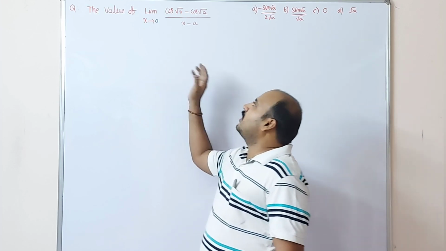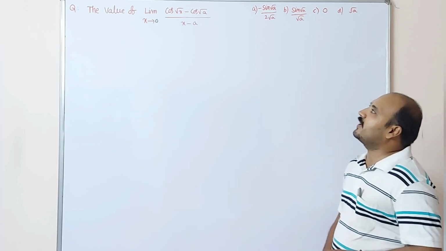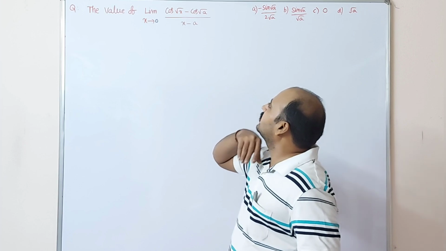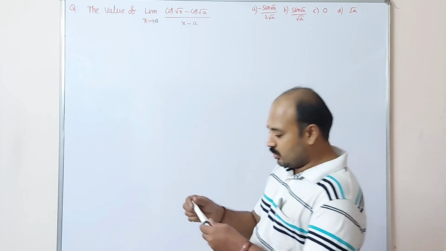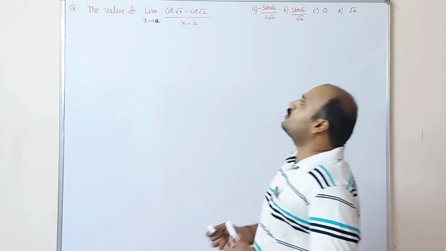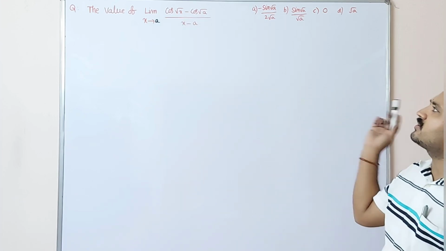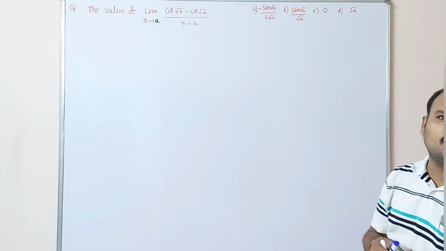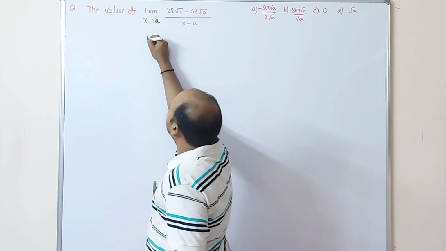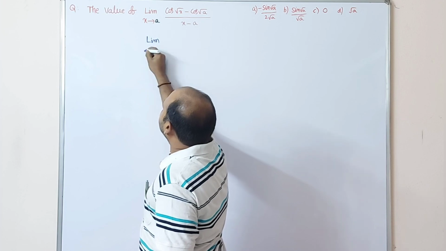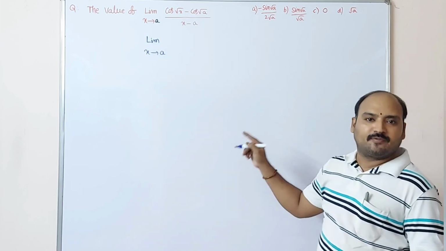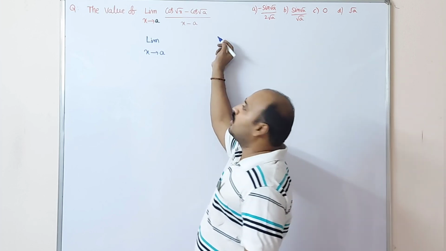The value of limit x tends to 0 of cos root x minus cos root a by x minus a. Substitute x is equal to a, my dear. If you substitute x is equal to a, cos root a minus cos root a by a minus a, 0 by 0 form, so indeterminate form will come. So that time what we have to do? Limit x tends to a. Whenever we are getting indeterminate form, L'Hospital rule you can apply.